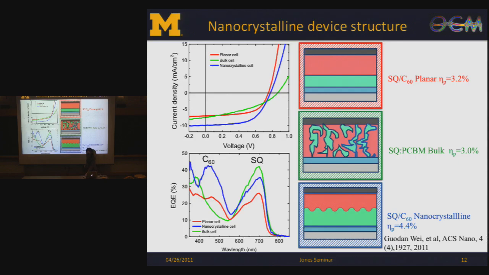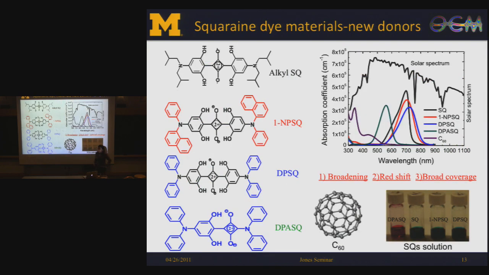The question then remains: can we move up the efficiency further? Can we further increase the photocurrent? Can we further increase the open circuit voltage? Can we further improve the fill factor? So what we do is engineer the donor materials. We want these donor materials to have a broadened spectrum. We want this material to have longer wavelength absorption, and we want this material itself to have a broadened coverage of the solar spectrum.